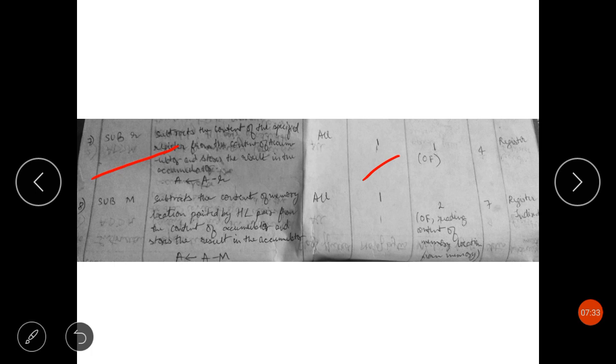Then the number of machine cycles for this instruction. Obviously this instruction will need one machine cycle, that is for fetching the opcode. After fetching the opcode and decoding it, the microprocessor will get to know it has to subtract the content of the register from the accumulator content, and both the register and accumulator are present in the microprocessor, so the microprocessor does not need any extra machine cycles for the execution of this instruction. So only one machine cycle, and that is for fetching the opcode, decoding and executing it.